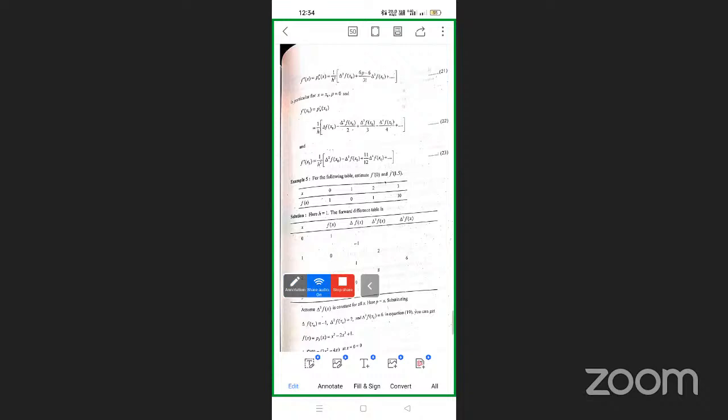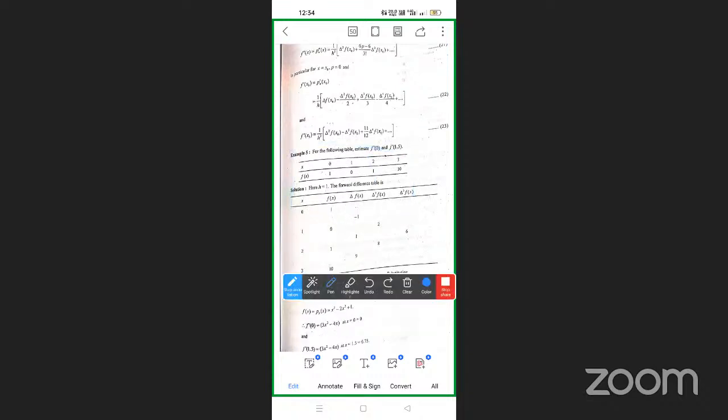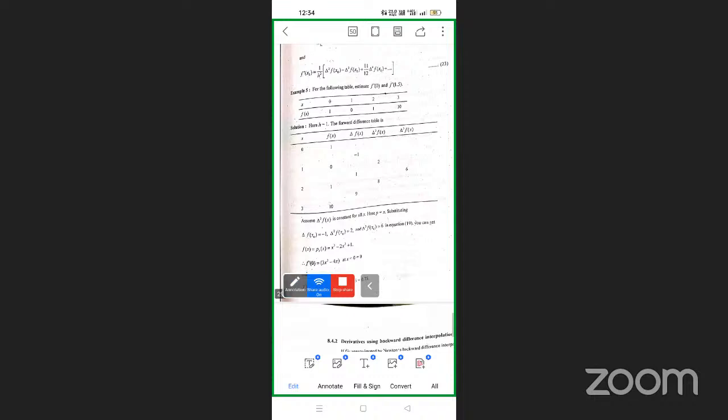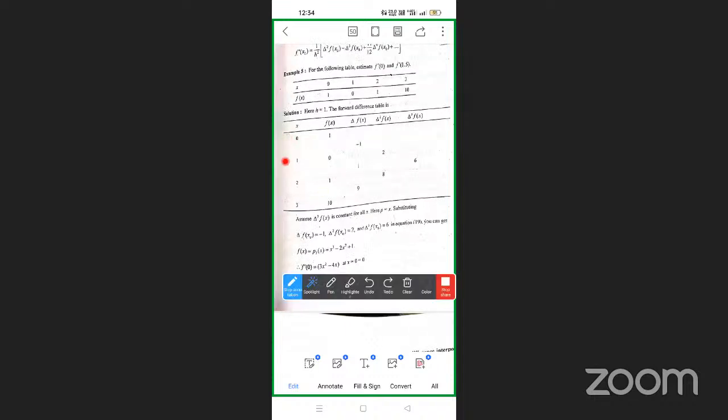Example: for the following table, estimate f dash of 0 and f dash of 1.5. So f dash of 0 and f dash of 1.5, given x values and f of x. Here h is equal to 1, then the forward difference table. So forward difference table: x values 0, 1, 2, 3. f of x values 1, 0, 1, 10. So 0 minus 1, minus 1. 1 minus 0, 1.